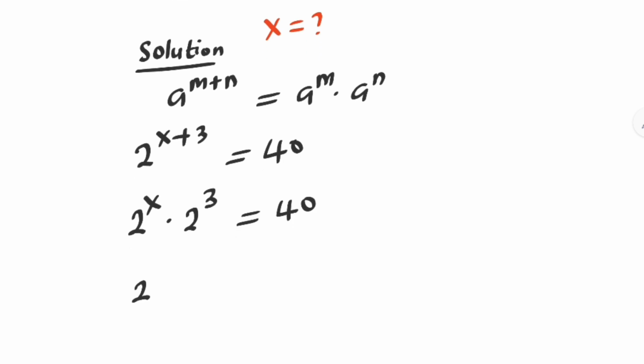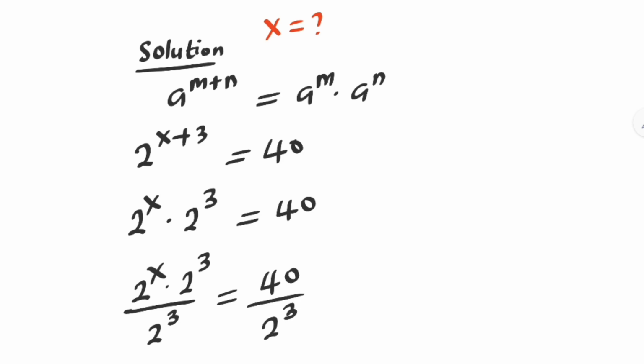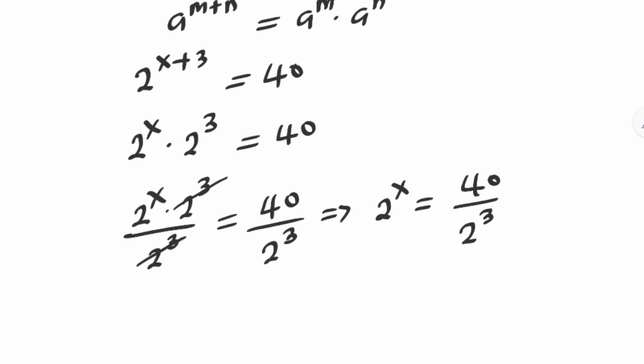This is 2 raised to power x multiplied by 2 raised to power 3 divided by 2 raised to power 3 is equal to 40 divided by 2 raised to power 3. This 2 raised to power 3 cancels this 2 raised to power 3. Then we have 2 raised to power x is equal to 40 over 2 raised to power 3. Let us take the log on both sides of this equation.